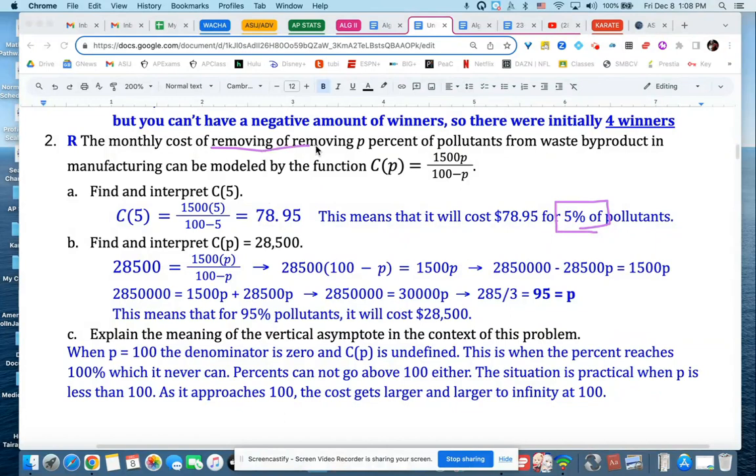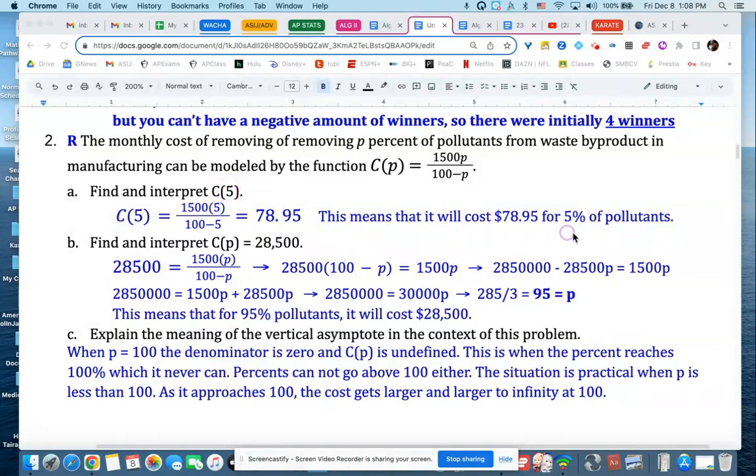We're removing pollutants from this process, some waste byproduct. So it costs us money to remove these pollutants. All right, so you want to put it in context. Not only are you telling me what the 78.95 is, but you're telling me what this 5 is as well.